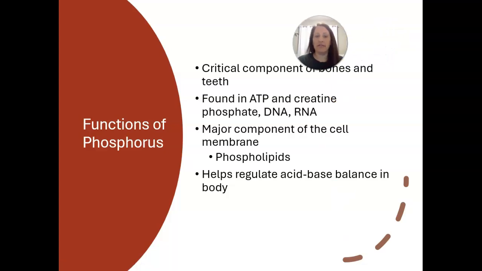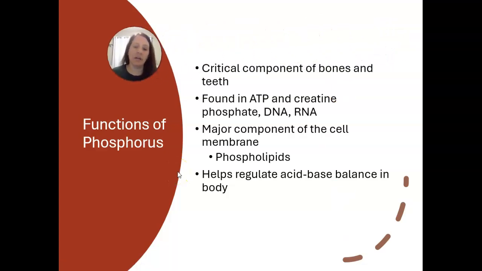Okay, so functions of phosphorus: obviously critical component of both bones and teeth, along with calcium. Phosphorus is also found in ATP. Remember, ATP was the product of cellular respiration. It is the energy currency that our cells use. It is adenosine triphosphate. So the phosphate groups contain phosphorus. It is also part of creatine phosphate. Okay, and it's part of our genetic material. Both DNA and RNA have phosphate groups.